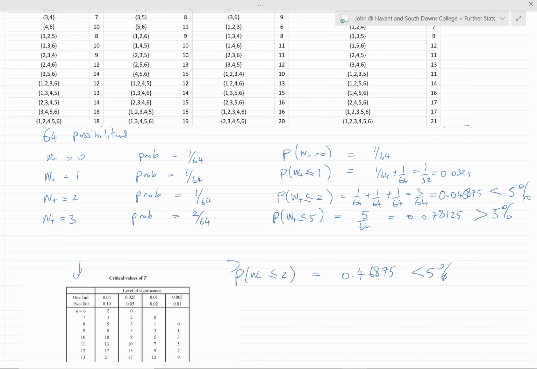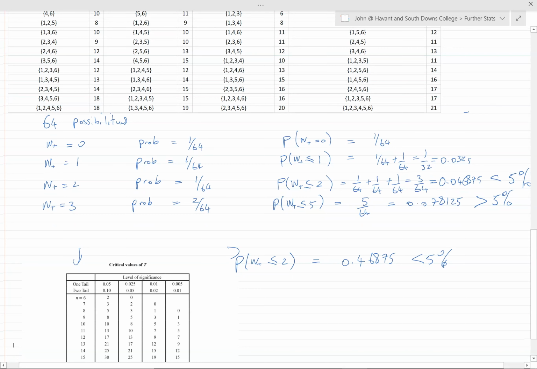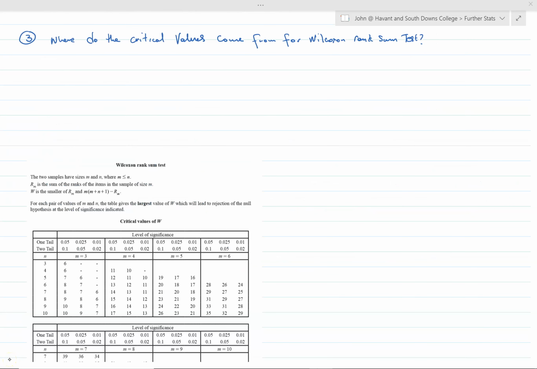Okay, now let's look finally and briefly, because it's going on a little bit, at the critical values for the Wilcoxon Ranksum test. Remember, we're comparing two different sets, M and N, where M is the smaller value. Again, I'm going to do this by example rather than try and generalize. Let's just look at a relatively simple example, 4 by 5.